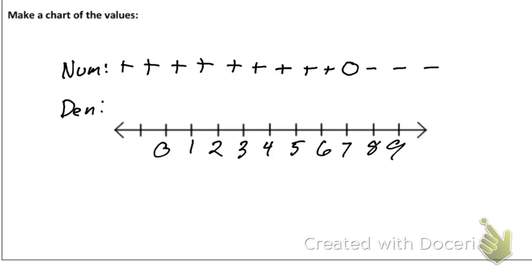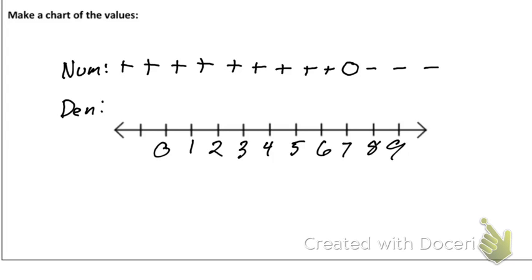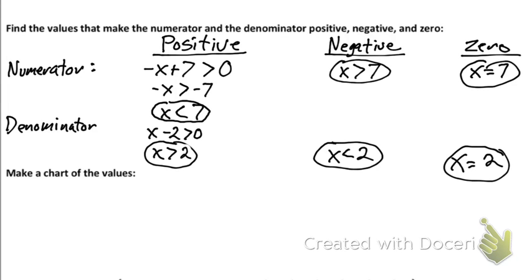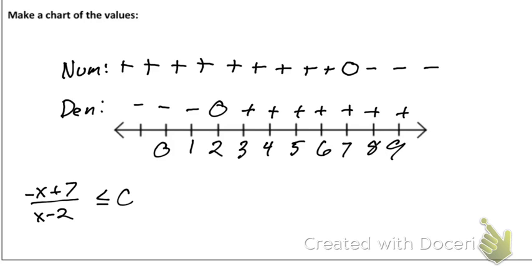We're going to do the same thing for the denominator. Our denominator is 0 at 2, so we'll put a 0 at 2. Whenever x is bigger than 2, it's positive, so we'll put positives all the way across here. And it's negative everywhere else, so when it's less than 2. Let's put down what the question was. The question was, I want to know when negative x plus 7 over x minus 2 is less than or equal to 0.